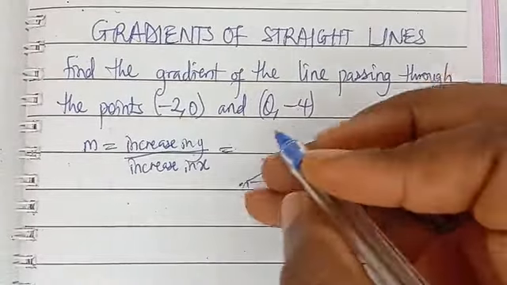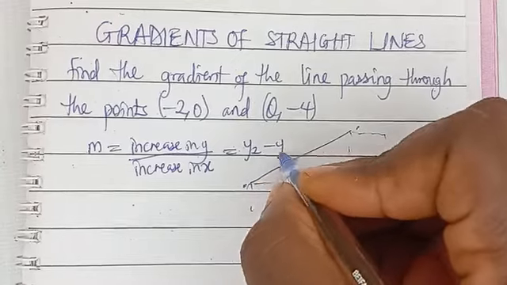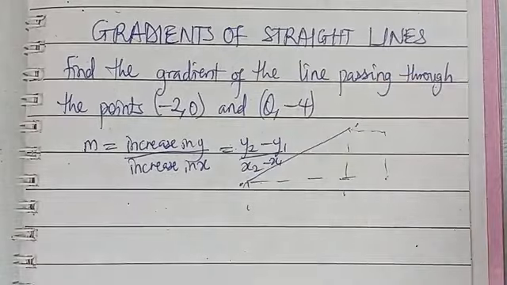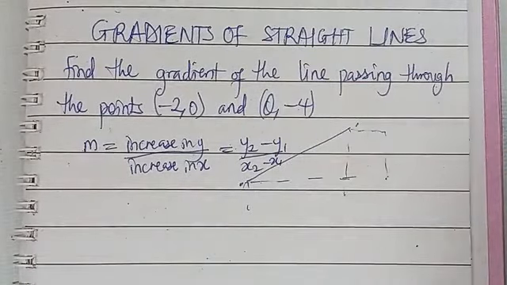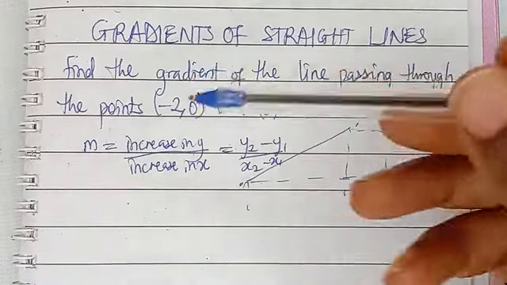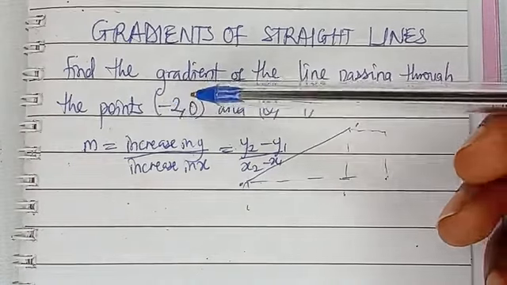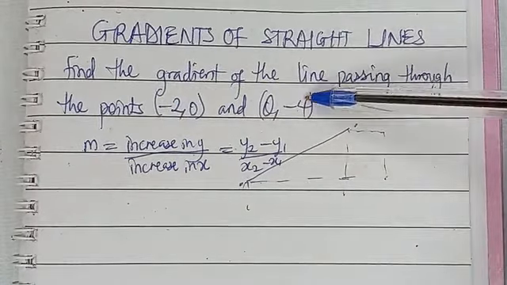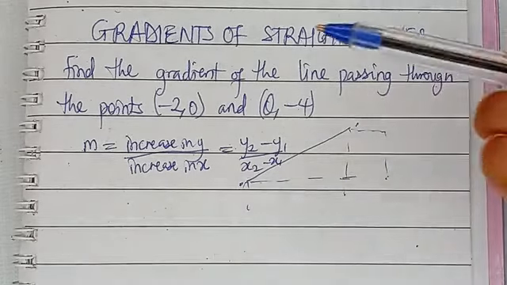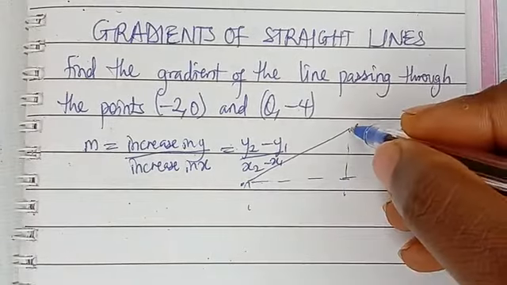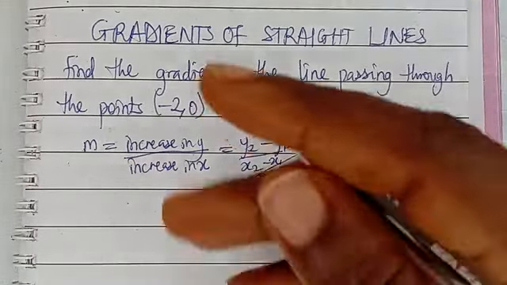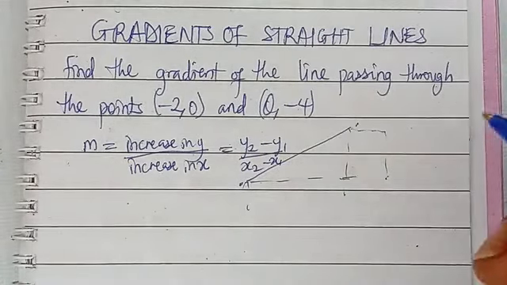So what does that mean for us? It means y2 minus y1 over x2 minus x1. That is what a gradient is equal to. So if you have the 2 points, you have to name them x1, y1, x2, y2, right? And then if you already have a drawn graph, all you need to do is to indicate 2 points and then get the y values and the x values. So let's dive into this very example.